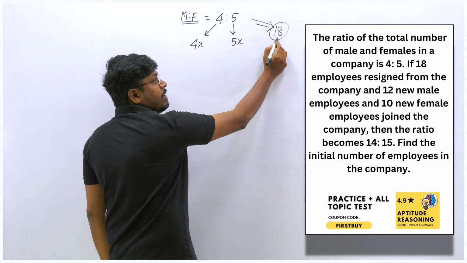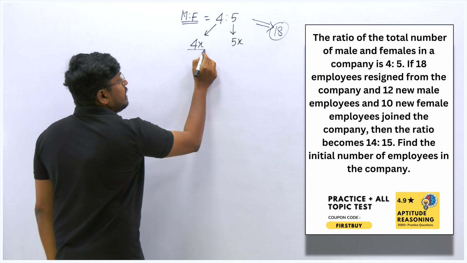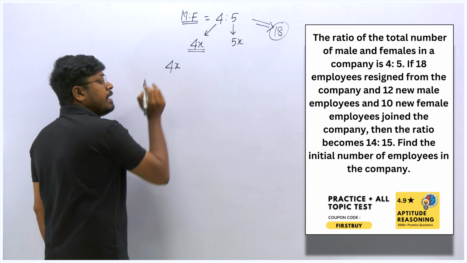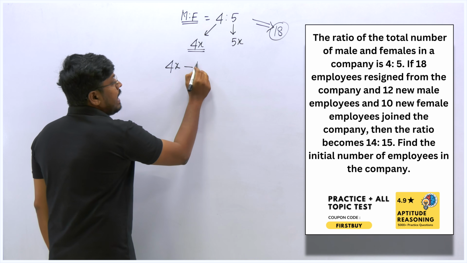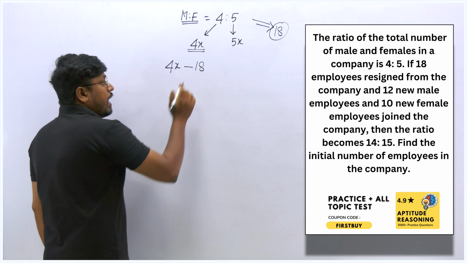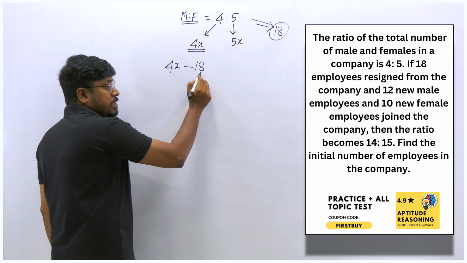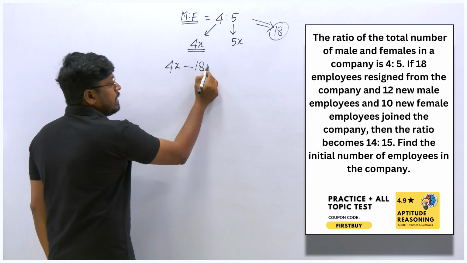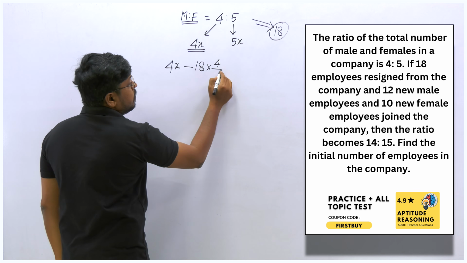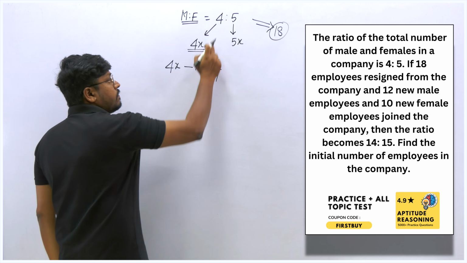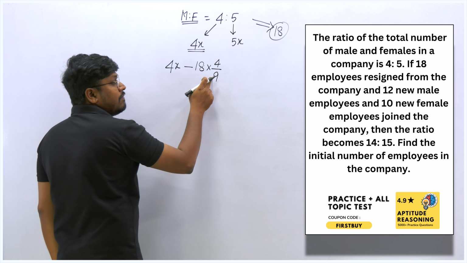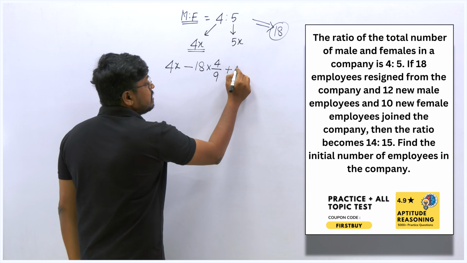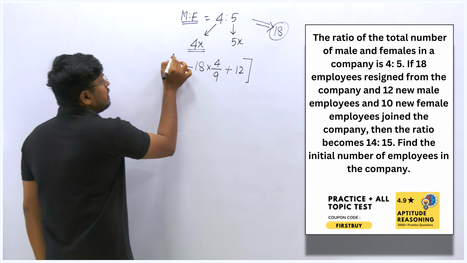We already know that 4x is the total number of male employees. Out of the 18 employees who resigned, we don't know how many are male and how many are female. So let's find the males first. 4x is the total male, minus 18 into 4 by 9, since male will be 4 and total will be 5 plus 4, which is 9. Friends, understood or not? Now addition: how many new male employees joined the company? 12 new male employees joined.